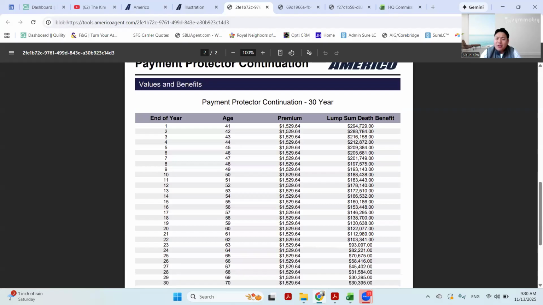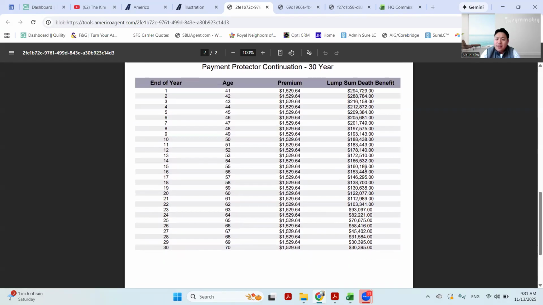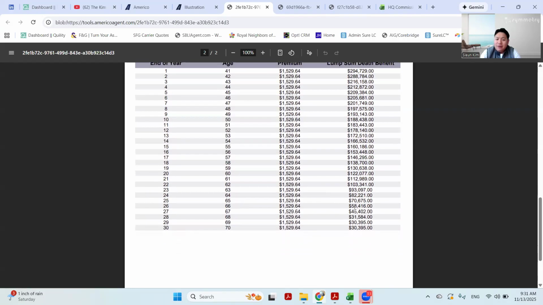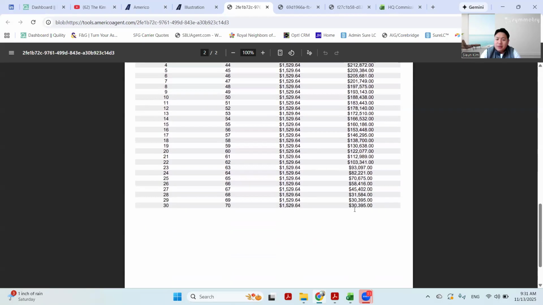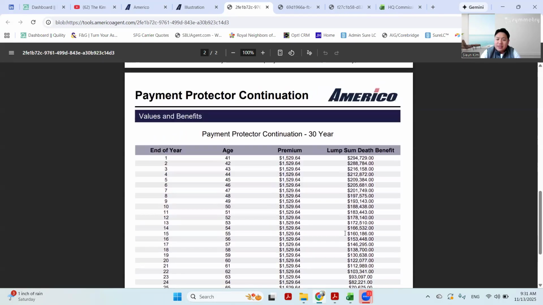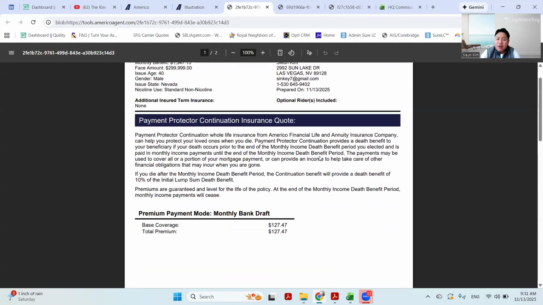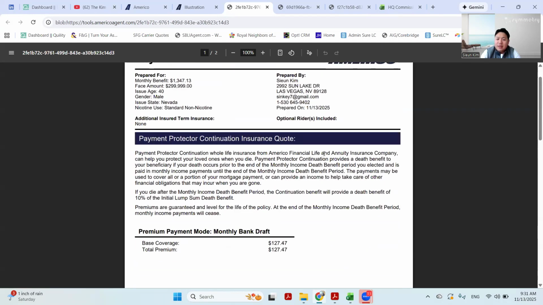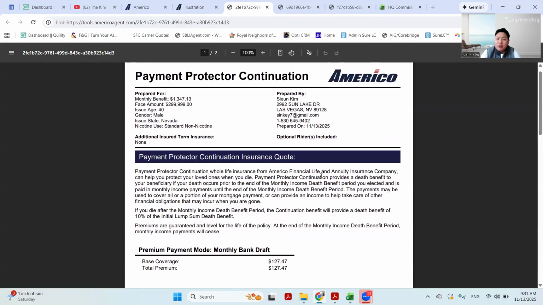The 300,000 is a death benefit, but it goes down, right? Because it's a payment protector plan. It's a decreasing death benefit. But after the 30 years, the family will still get $30,000 after this is done, and they can keep that policy for the rest of their life. So it's a great option for clients who maybe want to secure after the 30 years and be able to keep a policy if they wanted to for 10% of the death benefit that they started with. Okay.